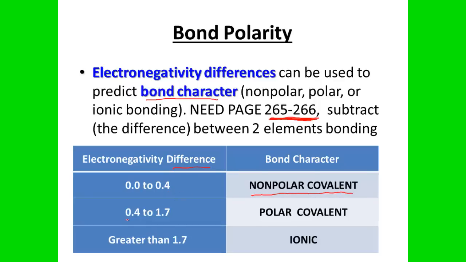If it's between 0.4 and 1.7, it's going to be what we call a polar covalent bond, where it's still sharing, it's just uneven sharing. Poles, like we've got a plus and a minus side, it's just that there's a little bit more plus on one side and a little bit more minus on the other side. And then greater than 1.7 is ionic, where it's a full plus and minus, complete separation of the electron on one atom and not on the other.